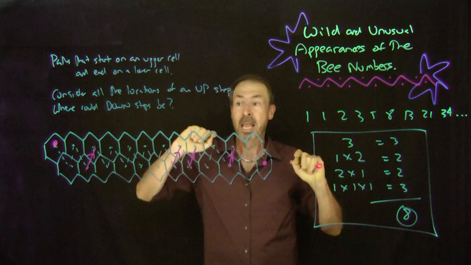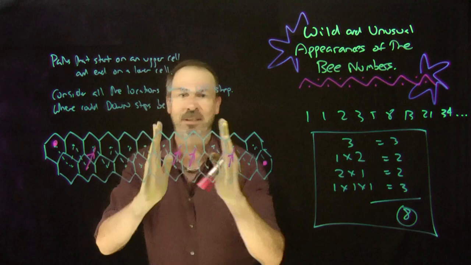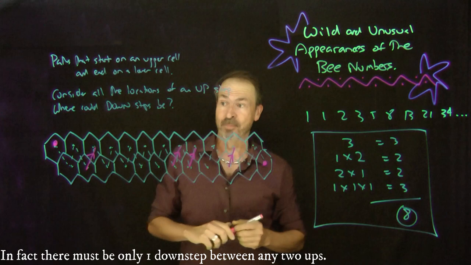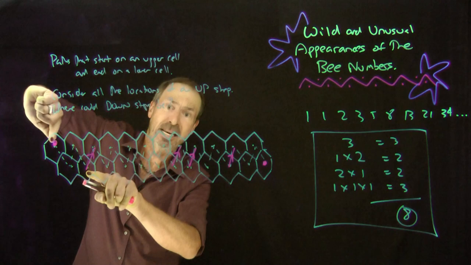Or none of them. But I do know that in any section between the start and an up step, or between up steps, I need to have a down step. So let's count all the possible ways I can insert a down step. Now here I can insert a down step from here or here. Down step that way, down step here. But I definitely need to get down to there. I need a down step. So there's two places, those two right there, I can insert a down step.